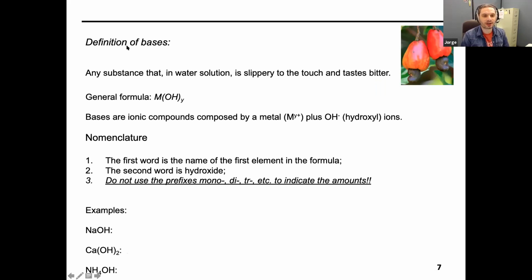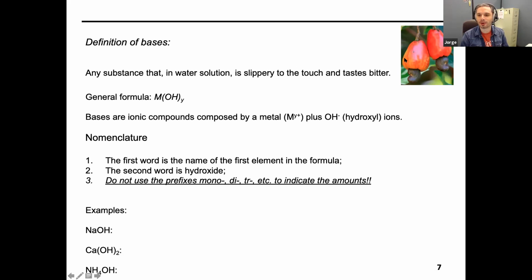Let's first start talking about the definition of a base. So a base, by definition, is any substance that in water solution is slippery to the touch and has a bitter taste. For example, here you have a cashew. So that's the part of the cashew that's very common, the cashew nuts. However, there is this whole other part of the cashew. If I'm not wrong, this is the fruit and this is the pseudo fruit. People from biology can correct me if I'm not wrong.